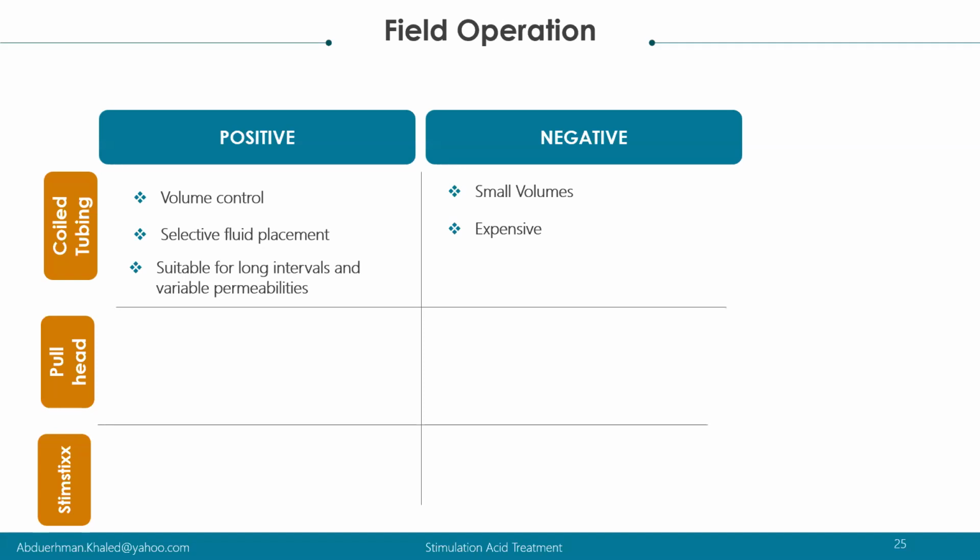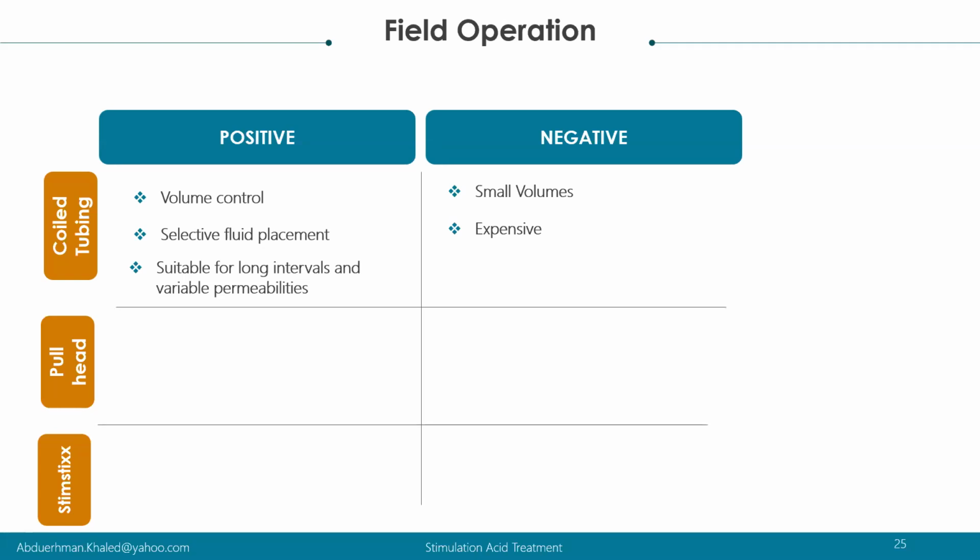Sometimes you are producing from multiple layers, and these layers have different permeabilities. Some layers act as a vertical barrier, so they have very low permeability, or some layers were damaged more than others. So you want the acid to go into the formation that is highly damaged, instead of going to the easiest path for the acid, which has high permeability. So coiled tubing is a very good option to be used in our treatments.